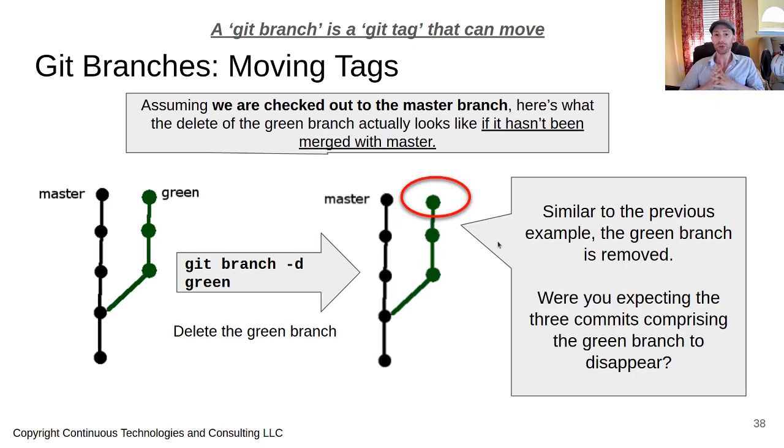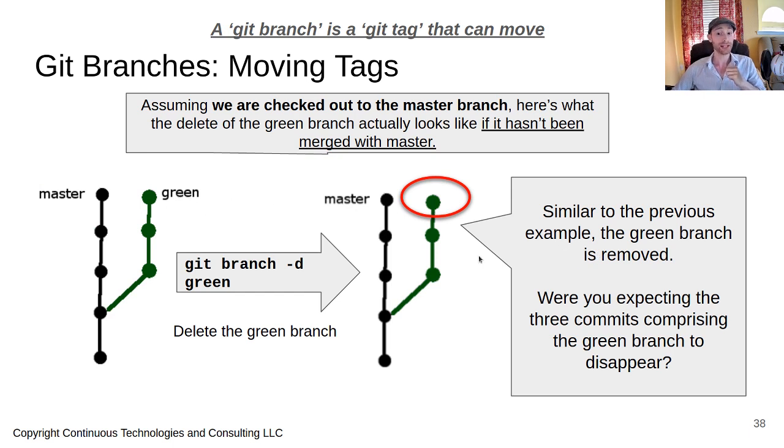Now, let's do a similar thought experiment where we have our same repository before we've done anything, master pointing here, green pointing here, and we're checked out to the master branch once again. Let's see what it would look like to delete the green branch before it's merged with master. So if we just execute git branch -d, which is the delete a branch command, give it green to delete green, this is what happens. The green pointer just disappears.